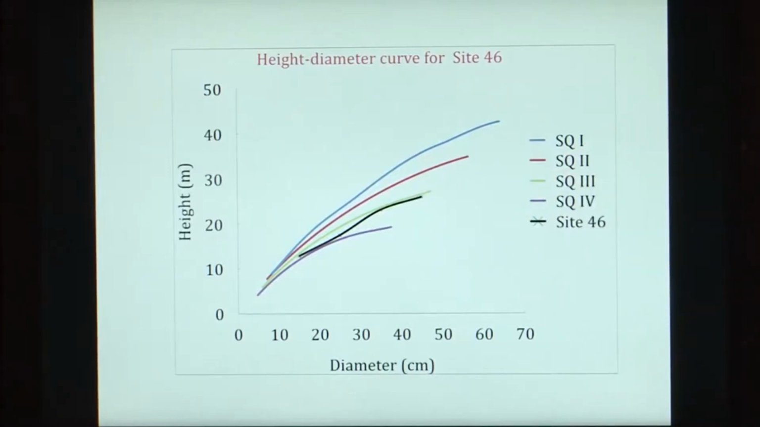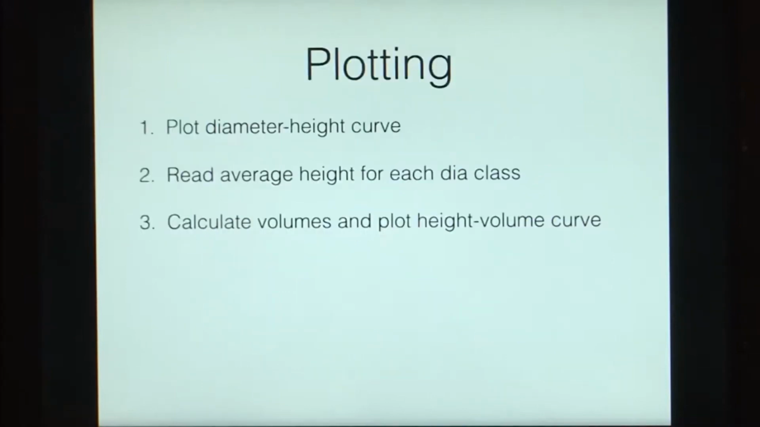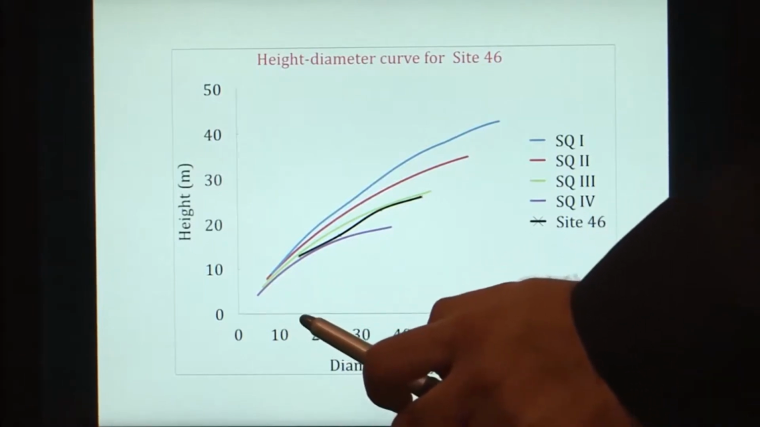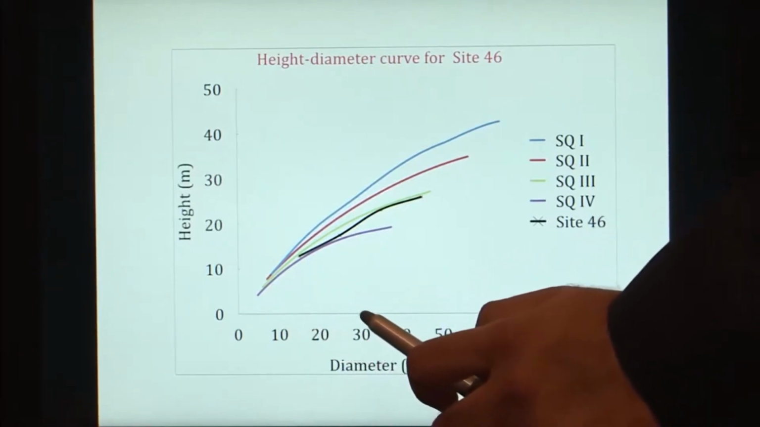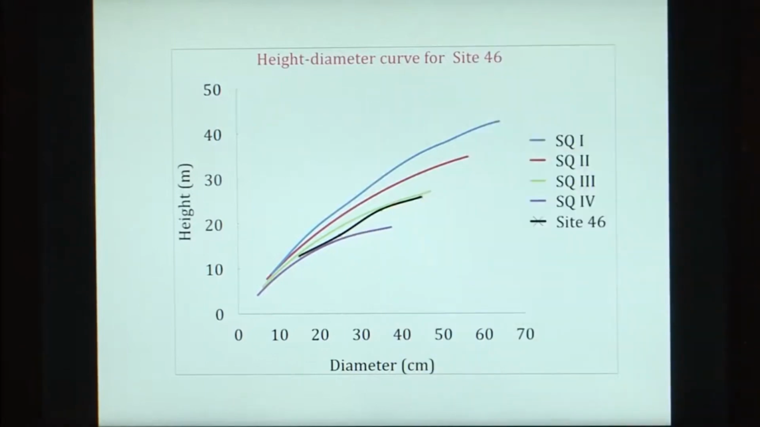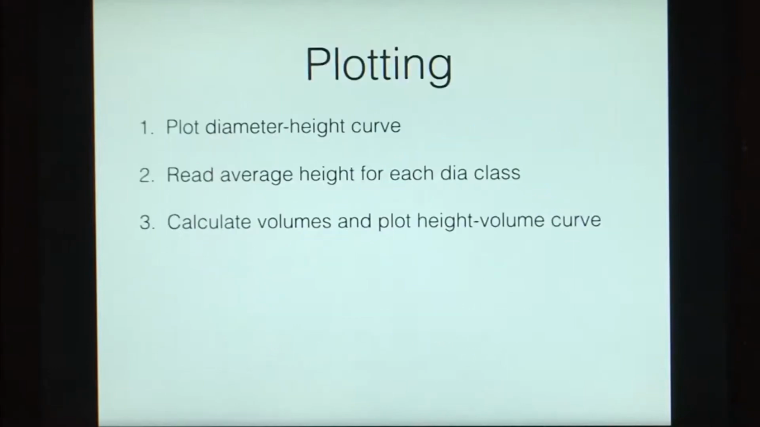So, once you have gotten your values, you are going to plot these curves. Next, after you have your diameter height curve, you will read the average height for each diameter class. Coming back to these curves, when we talk about a diameter class, what would be the height of a tree that has a diameter class of 20 to 30? You will figure out that height from the curve to get a typical height for each diameter class. Then you are going to calculate the volumes and plot the height versus volume curve.